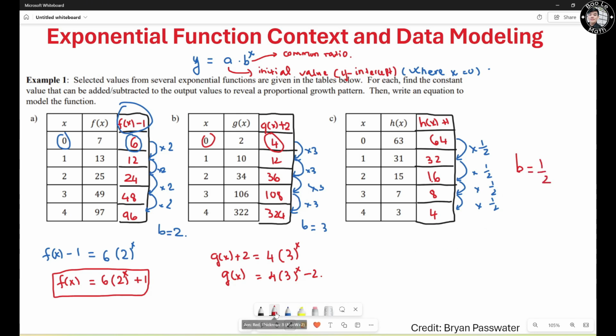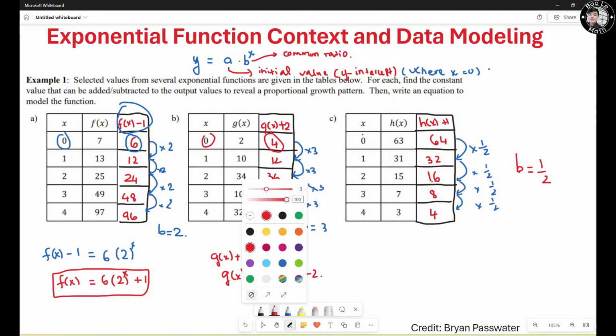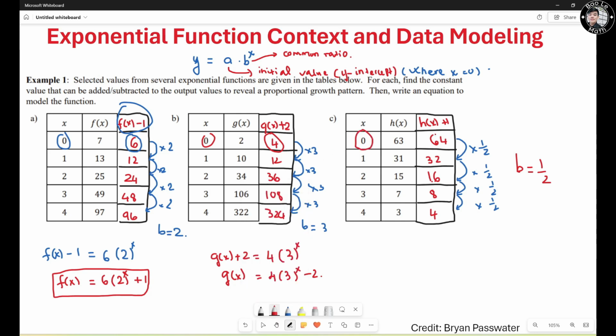Now, we need to find the y-intercept, which is a, right? So the y-intercept is where s equals 0. So s right here equals 0 right here. The y-intercept must be 64, right?